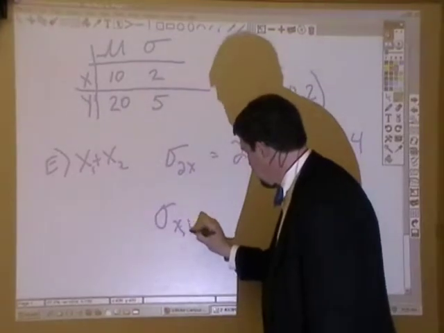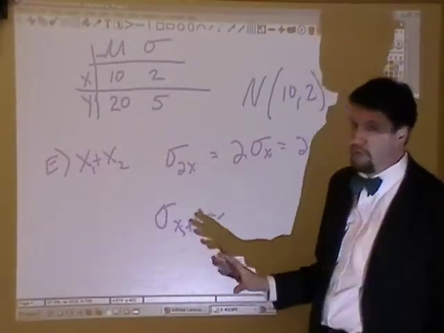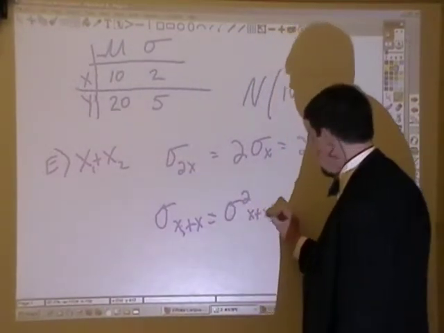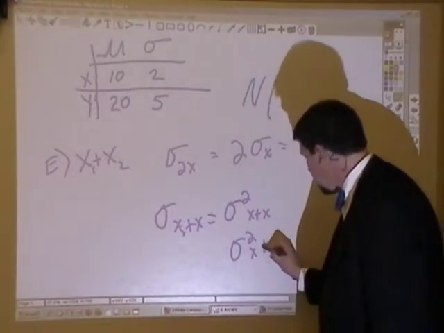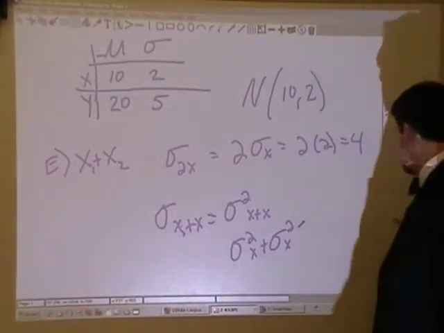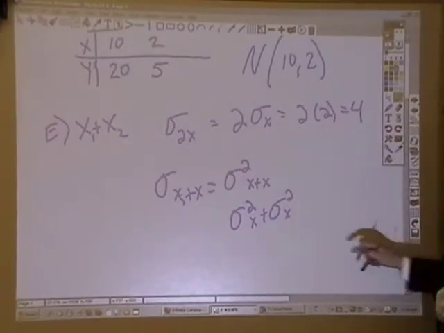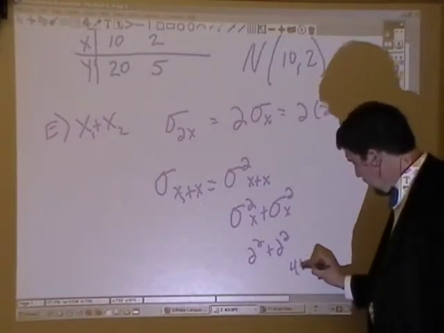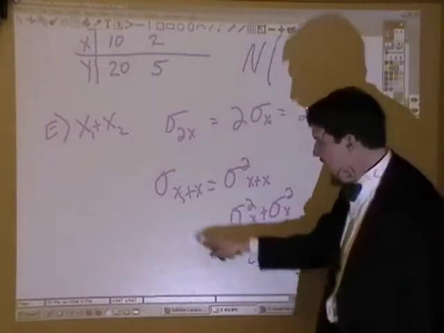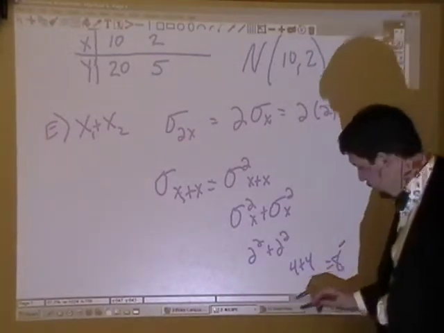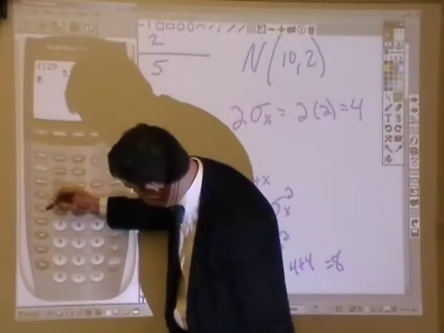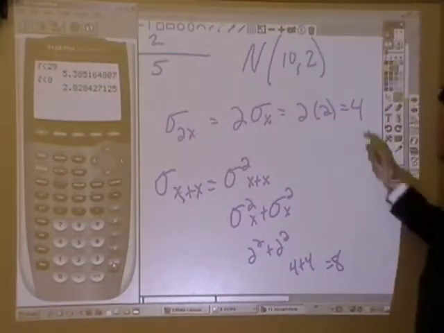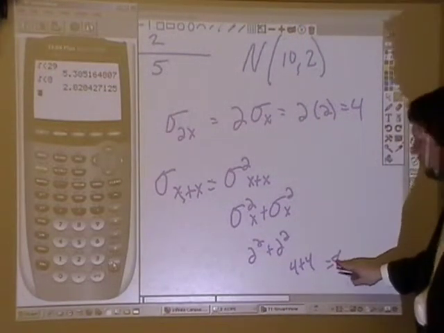Standard deviation of x plus x is, and I have to work with the variance because I've got 2 different distributions. So this is going to talk about the variance of x plus x, which means I'm going to talk about the variance of x plus the variance of x. So at this point, I have to square the standard deviation. 2 squared plus 2 squared, which is 4 plus 4, which is 8. And then I have to take the square root to get back, and the square root of 8 is equal to 2.83.